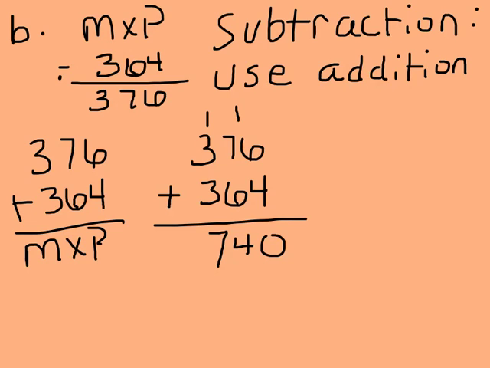And when we do our addition, 6 plus 4 is 10. We're going to move this 1 up here into the tens place. So we have 6 plus 7, which is 13, plus 1 more is 14. Then we're going to have to take that 1 and add it over here into the next place. And we have 3 plus 3 plus 1 is 7.